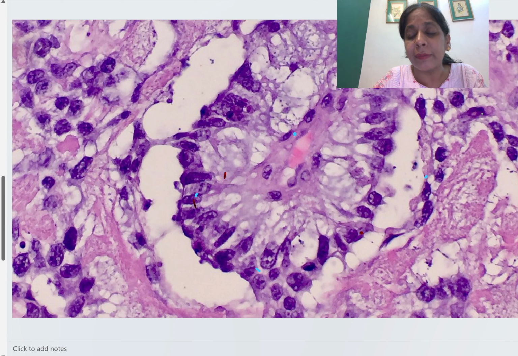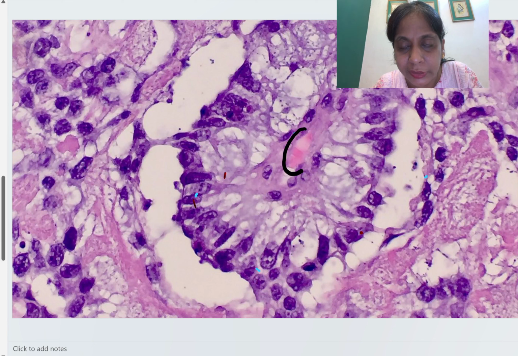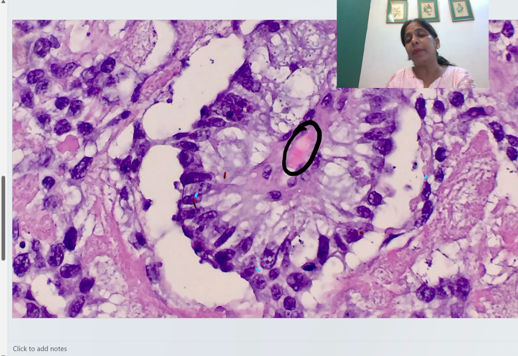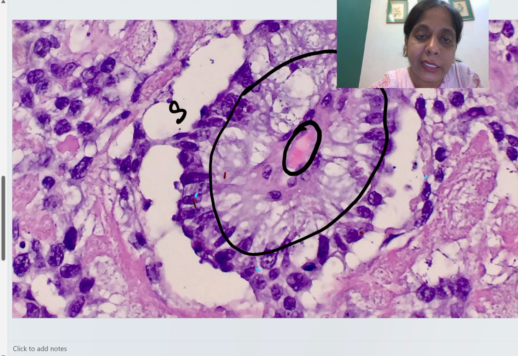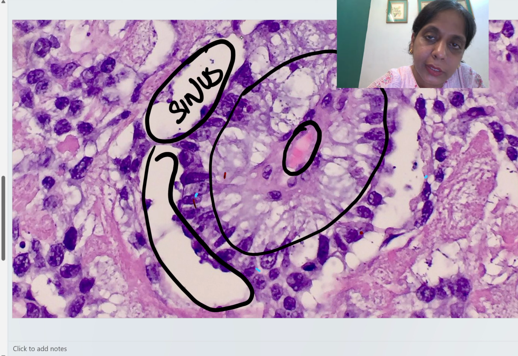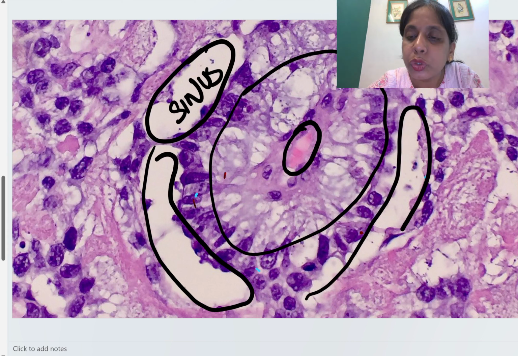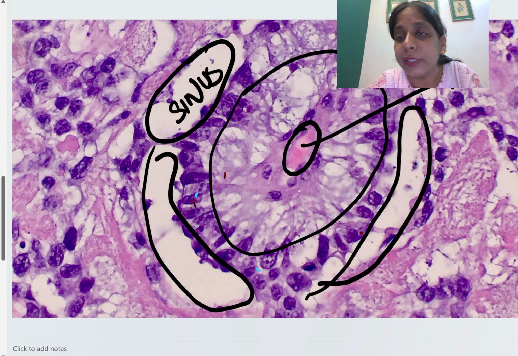This is a magnified image of the histopath finding of the yolk sac tumor. See, this is the blood vessel, pinkish color blood vessels. Then cells are arranged around it. These are the neoplastic cells, and around the cells there are the sinuses, as you can see. So what is the arrangement? In the center there is a blood vessel, then there are cells, and then there are sinuses.